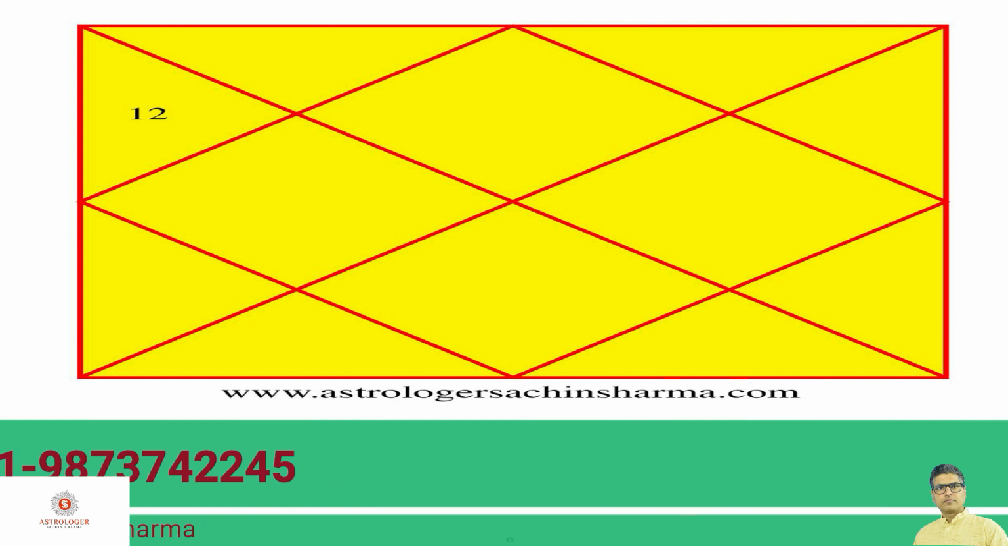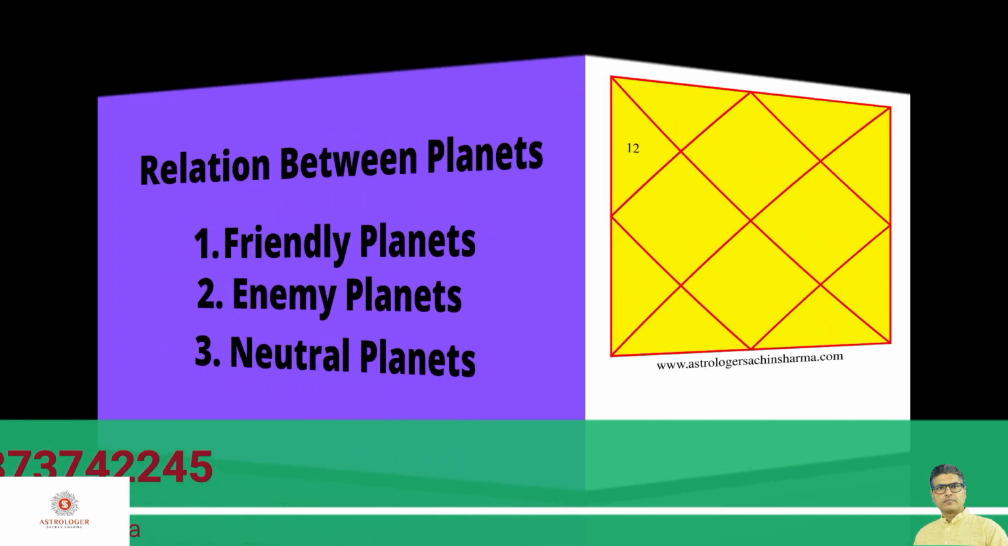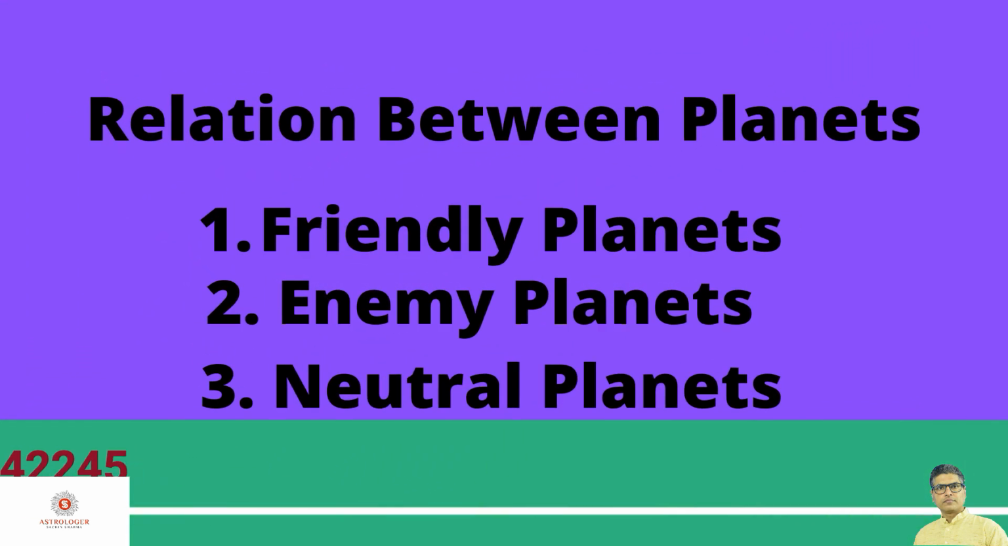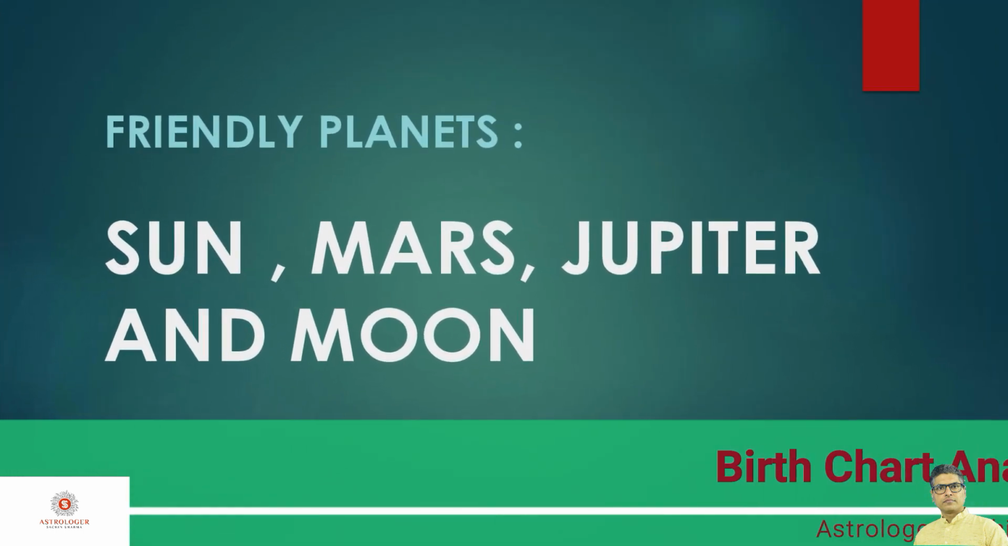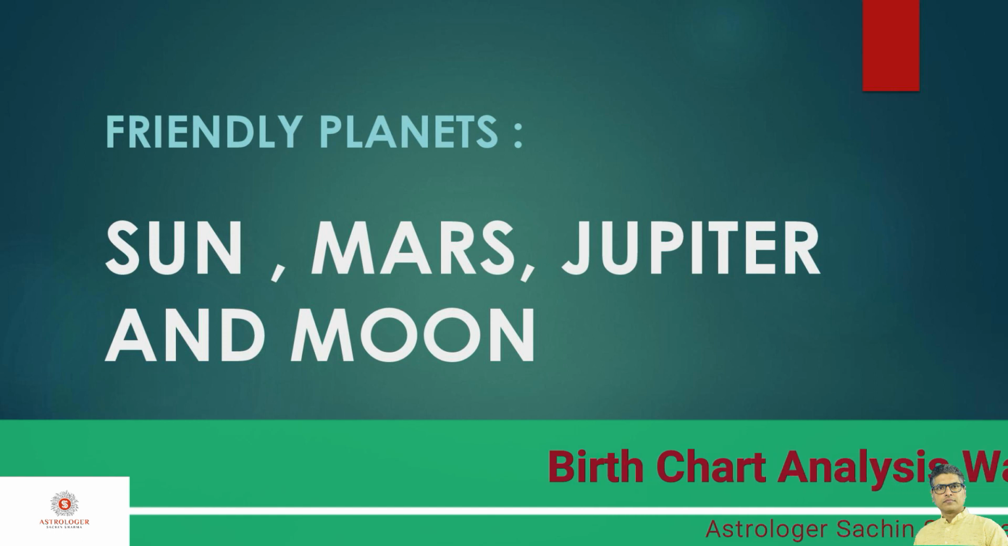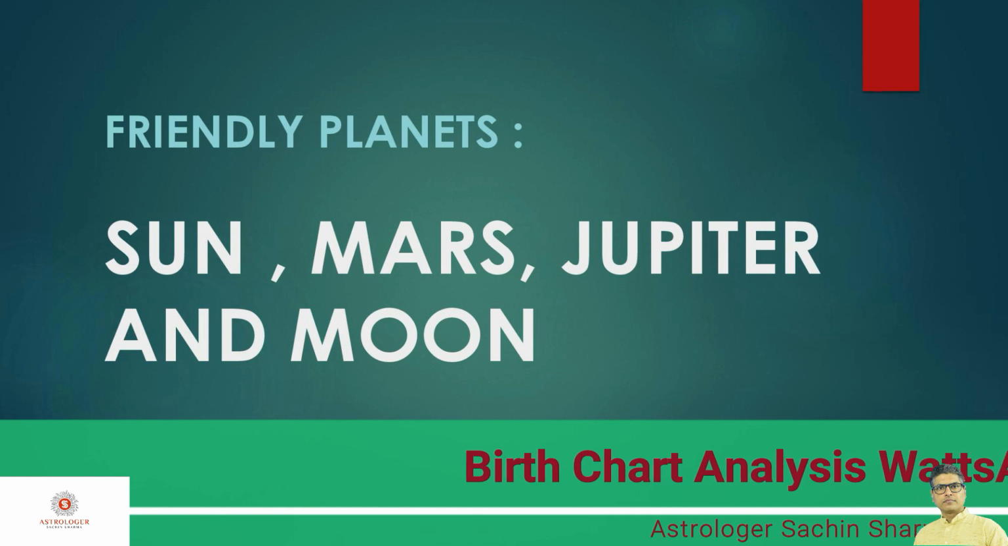Now let's move forward and discuss our next concept, the relation between planets. Which planets are friendly planets, which are neutral planets, and which are enemy planets. Let's discuss friendly planets first. Which are the friendly planets? Sun, Mars, Jupiter and Moon are known as friendly planets.